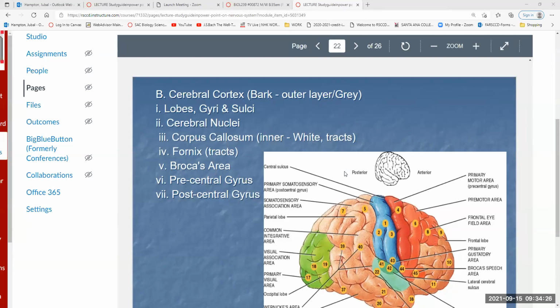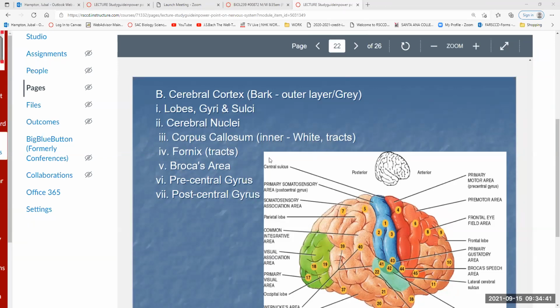It is the converse organization in the spinal cord. In the spinal cord, gray matter is deep and the white matter is superficial. So learn the difference between the two.